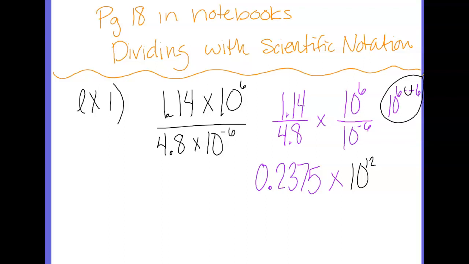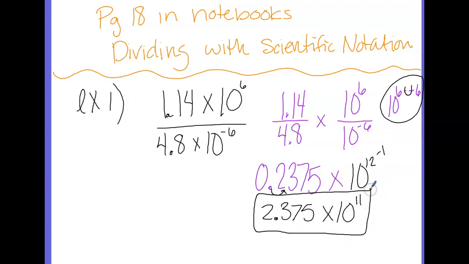Okay, is this in scientific notation? No. So I have to get my number between 1 and 10. So how many times do I need to move the decimal, Olivia? Once to the right. So if I move it once to the right, I would get 2.375 times 10. I moved it backwards, so am I going to add 1 to my exponent or subtract 1? Subtract. I subtract 1, so I actually get 10 to the 11. When you move your decimal forward, you add. Move it backwards, you subtract.